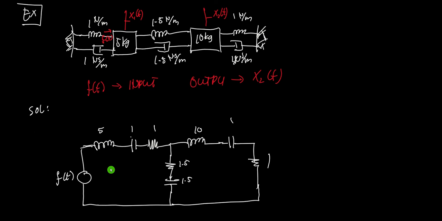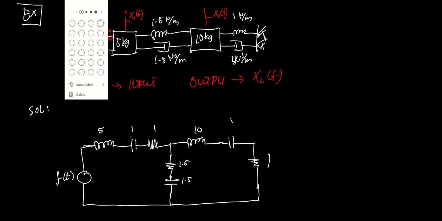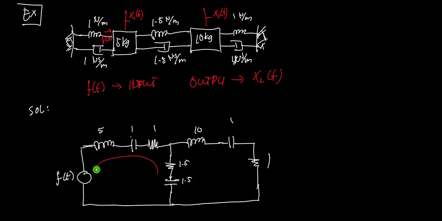Then here, the current that is flowing through this mesh loop is in the 5 kilogram. Remember that the current is equivalent to the velocity. So there's a mesh current here, and that mesh current is equivalent to the velocity. But this will be velocity V1, because this is in the first mass, 5 kilogram. And here, we also have another velocity at the 10 kilogram.